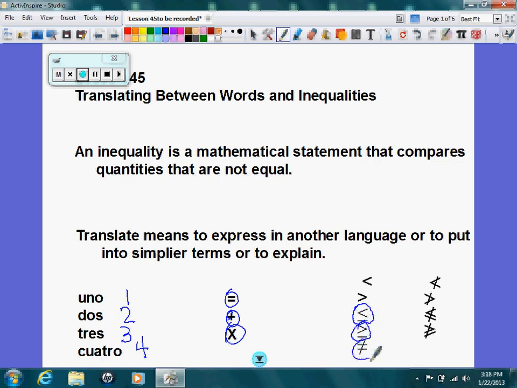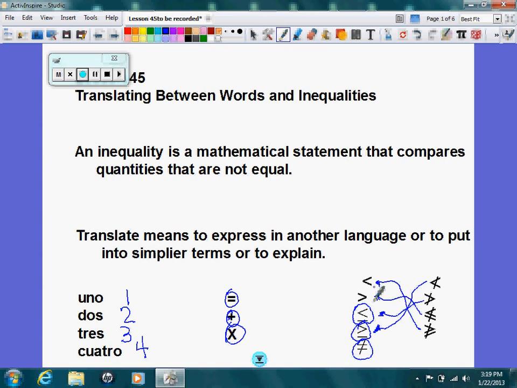And then this one would mean what? Not equal to. Well, the line through is a negation symbol, it means not. So this symbol would mean not less than. Well, if it's not less than, what would it be? It would actually mean greater than or equal to. If it's not greater than, then that would mean it's less than or equal to. If it's not less than or equal to, that means greater than. And not greater than or equal to would mean less than.